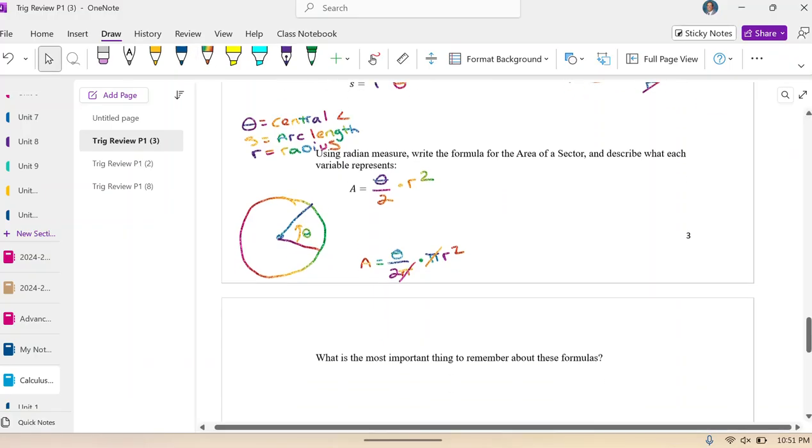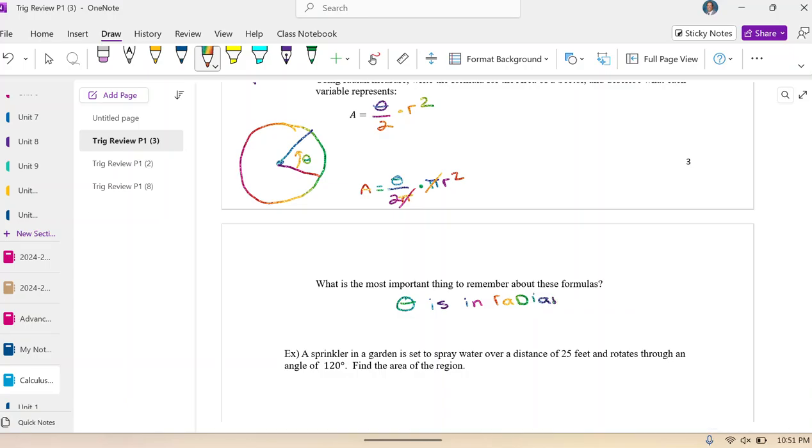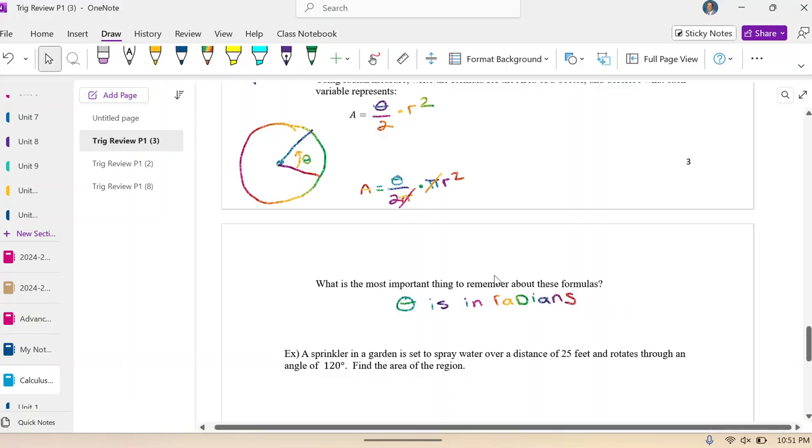So what's an important thing to remember about these formulas? That theta is in radians, right? So if you're given an angle in degrees, you have to change it to radians. So here are some word problems.